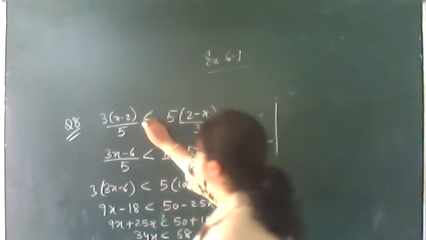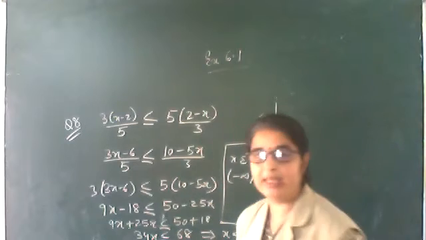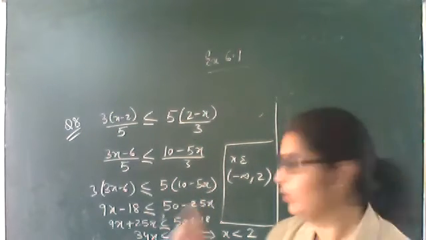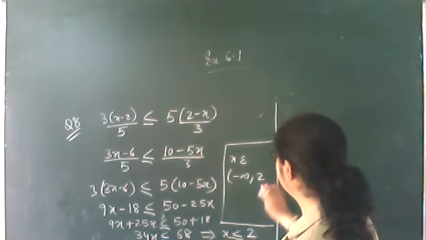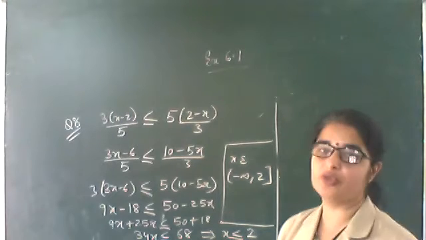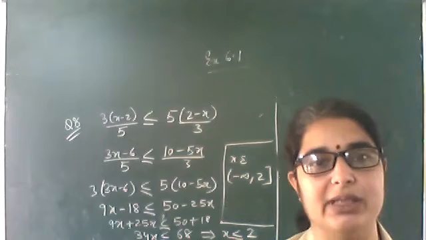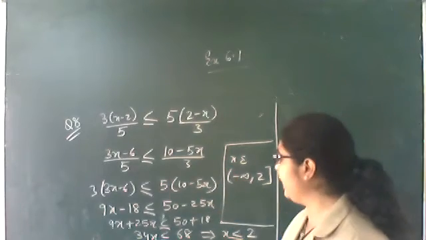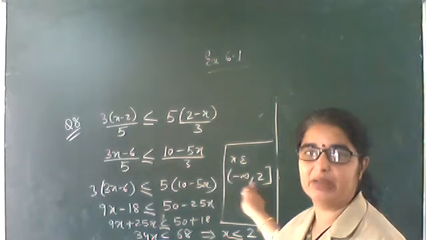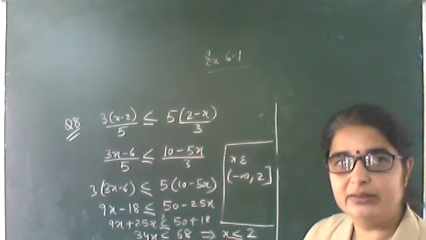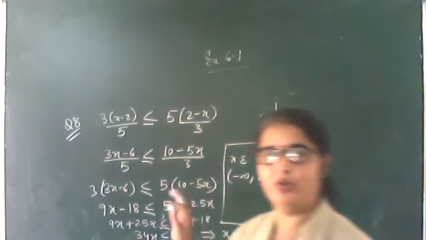If equal to symbol is there, then we will apply equal to symbol everywhere. This you are saying? Yes, ma'am. Okay, if equal to symbol is there, then here also equal to will come. Then here it will be a closed bracket. Now the question changes as soon as you change the symbols. If it is equal to, then it will be like this. But if it is not equal to, then open bracket will come. Clear? Okay, maybe in the book it is misprinted, no problem.